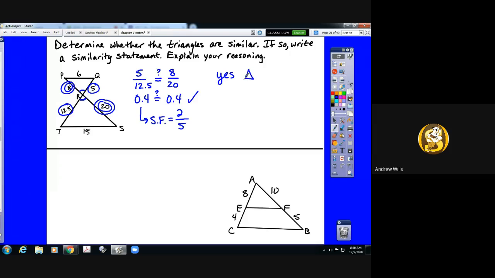Then we have to write our similarity statement. We'd start by naming one of the triangles. It doesn't matter which one. It doesn't matter what order you name it in. So let's say we name the little triangle PQR. If we name that PQR, we should realize that P and S are related to each other. So S would have to come first in the name of the second triangle. Q would relate to T, so T would go second, and R would go last because we have shown side angle side similarity.